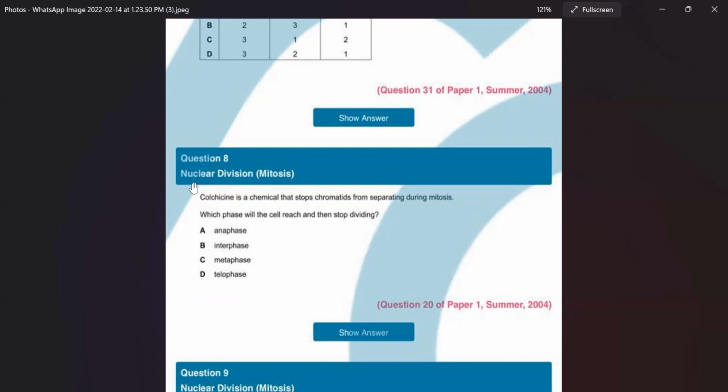So let's comprehend the first line. Colchicine, I don't need to know the name. It's just a chemical that stops chromatids from separating during mitosis. Which phase must this be? Metaphase? No. Stops chromatids. Anaphase, yeah. Anaphase. Stops it. So colchicine is a chemical that stops chromatids from separating during mitosis. That's fine. Anaphase. Which phase will the cell reach and then stop dividing? The cell will reach up till anaphase and then it won't happen then.